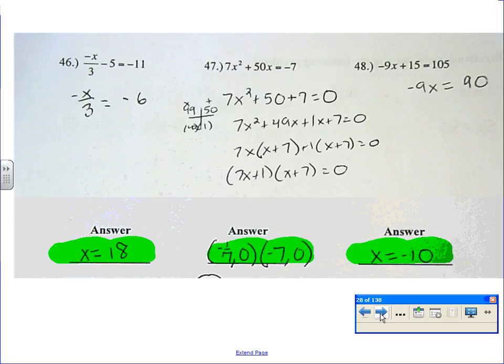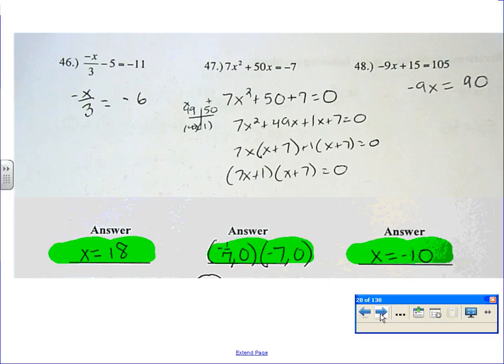Luke B, 50. That's the quadratic formula. Can't factor that one. Okay. Anyone have that one with the quadratic formula? Go ahead. Over. You got it. Good job. I'll put that up in a second.